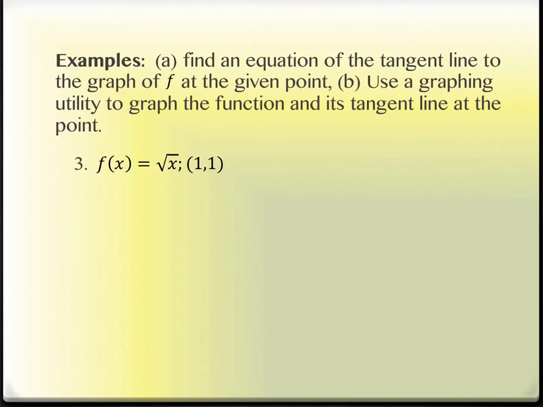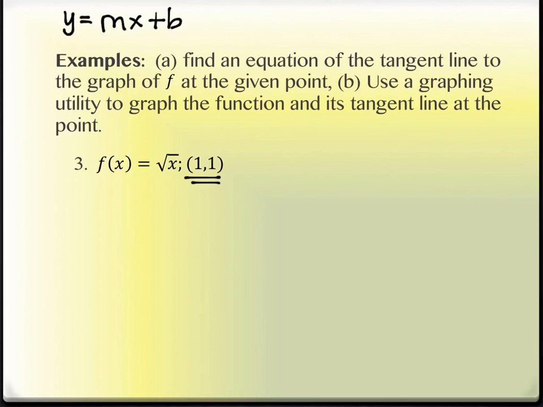This one wants us to find an equation of a tangent line to the graph of f at the given point. So think about what you know about lines. Can somebody give me a general form of a line that you remember? Y equals mx plus b. Okay, so in order to use this equation, I need to know the slope, and I need to know either the y-intercept or some other point on my graph. And I actually have the point on the graph, (1, 1).